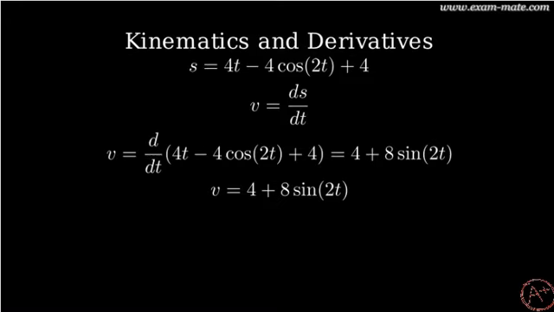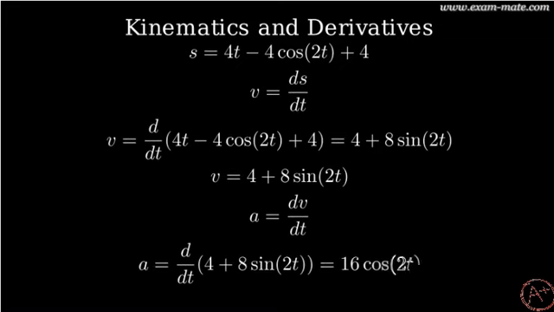Now, let's find the acceleration. Acceleration is the derivative of velocity with respect to time. Taking the derivative of our velocity equation, the derivative of 4 is 0, and the derivative of 8 sine of 2t, using the chain rule again, is 16 cosine of 2t.